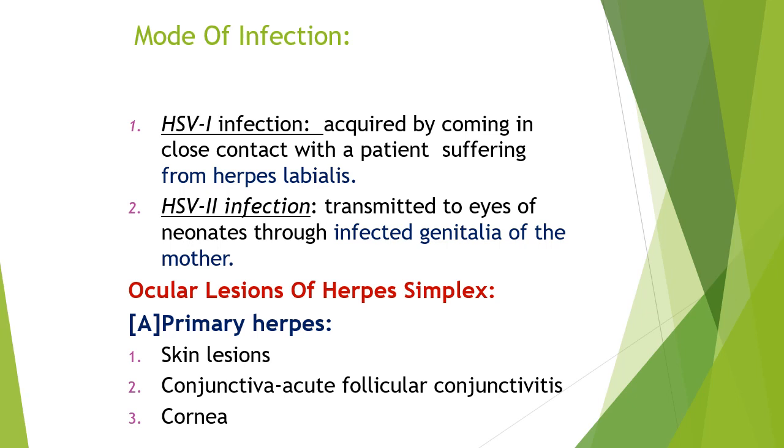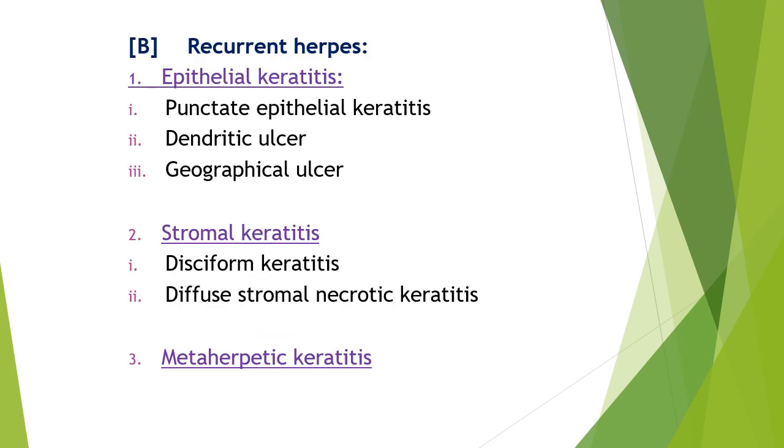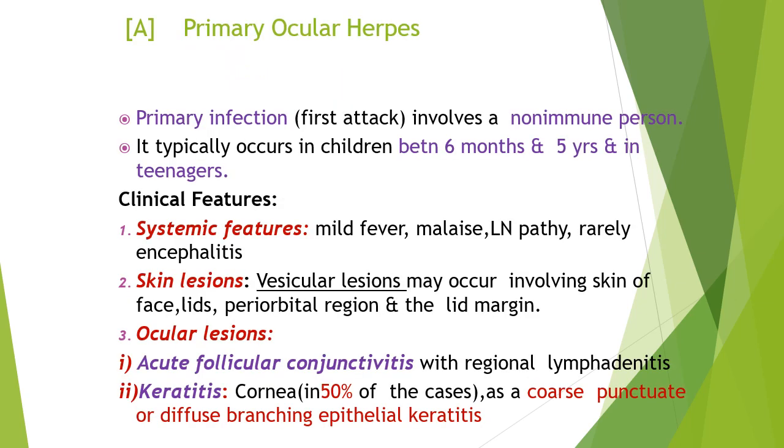On the skin, you will have typical follicles and lid edema, and in the cornea, you may have punctate epithelial keratitis, dendritic, geographical, and in the stroma, disciform, diffuse stromal necrotic keratitis, and metaherpetic keratitis. Patients with primary ocular herpes usually come with a mild fever. There will be myalgia, and on examination, lymphadenopathy will be there, and sometimes the patient goes on to encephalitis.